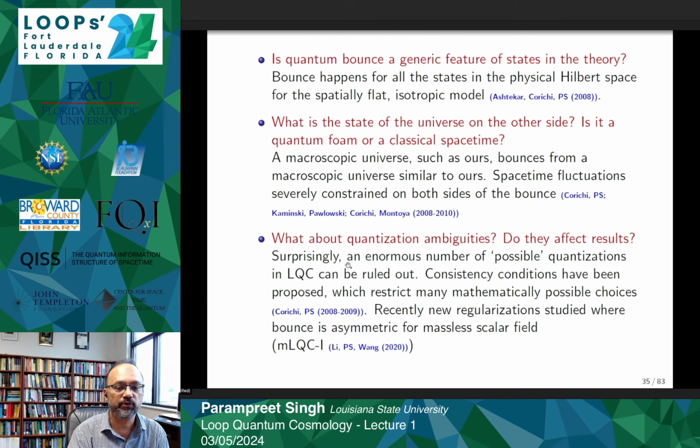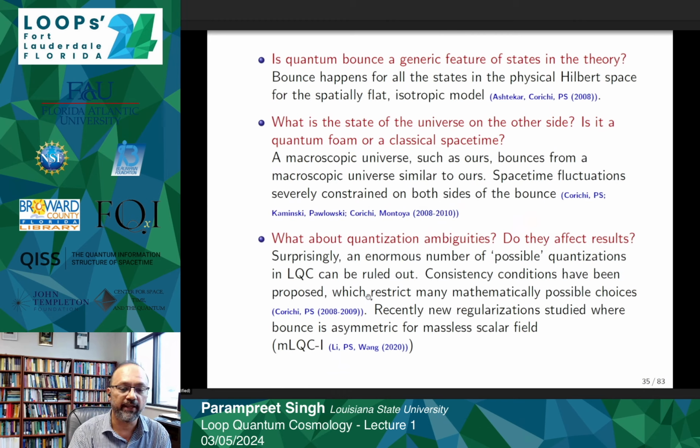Then the question is, what happens to the quantization ambiguities? We just talked about one particular factor ordering, one particular regularization. Do they affect the results? It turns out that even at a very theoretical qualitative level, you can rule out many models very easily by just looking at the strong energy condition and so on, which will come from the effective dynamics. This is the work which Alex Corichi and I did. These are the consistency conditions: the theory should not depend on the fiducial cell, and it should give the right IR and UV limit.